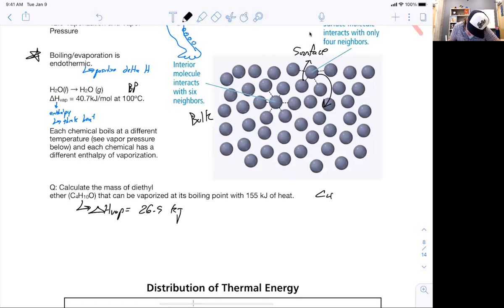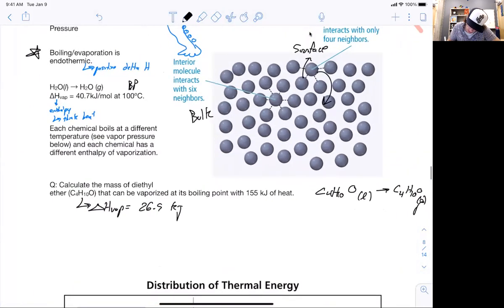We've got diethyl ether. It's giving us a formula. Heat of vaporization is always from the liquid to the gas phase. And we see right there, it's endothermic, of course, 26.5 kilojoules. That always means per mole of the reaction. So you can't just do this for one diethyl ether molecule.